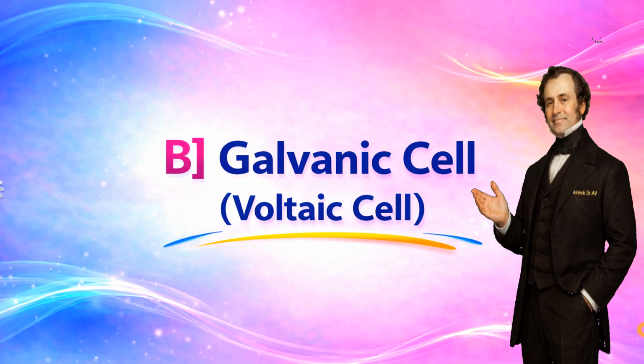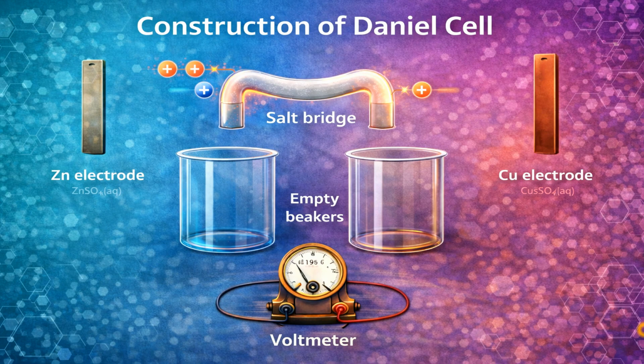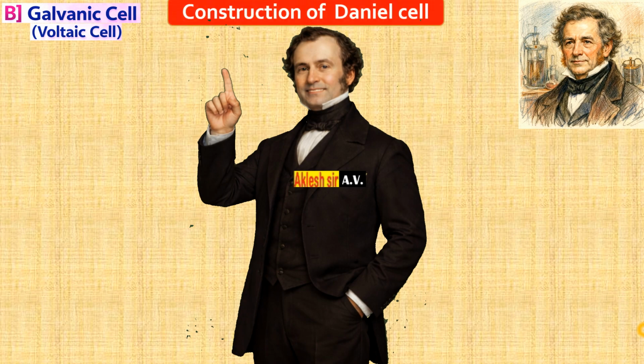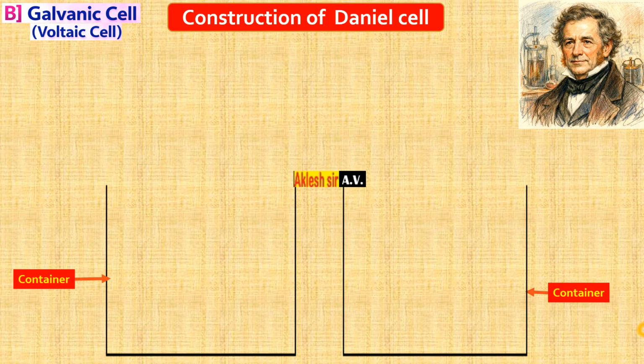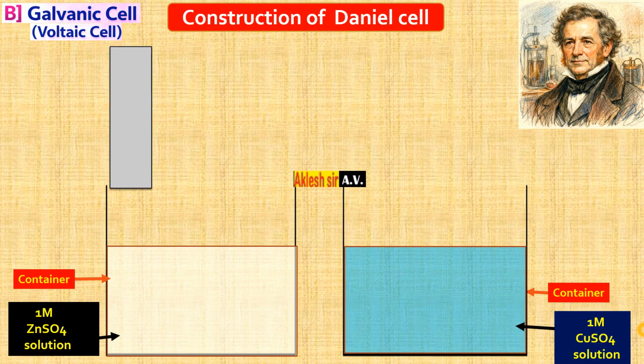B. Galvanic cell or Voltaic cell. Construction of Daniell cell. It consists of 2 containers. In one container, 1 molar zinc sulfate solution is taken. In another container, we take 1 molar copper sulfate solution.